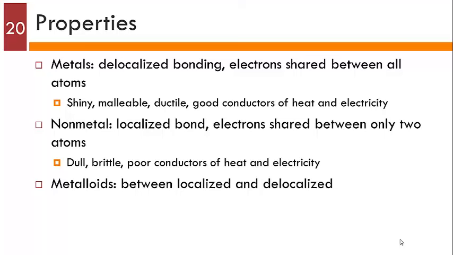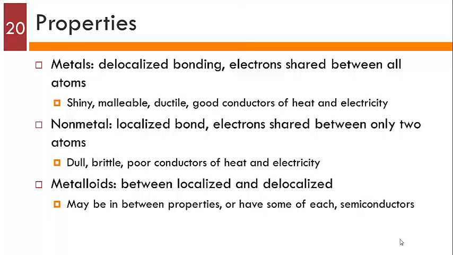Metalloids have bonding that's kind of in between the localized and delocalized. So we get properties that are in between metals and nonmetals, or maybe they have some of each, but most notably, metalloids are going to be semiconductors. This is why they're used in a lot of computer chips and electronics. Silicon is typically used in computer chips because it is a semiconductor.